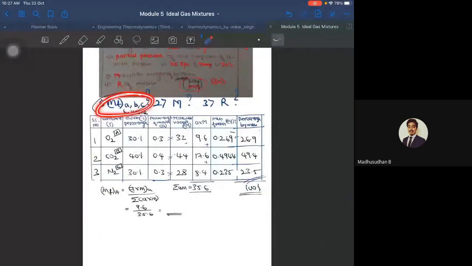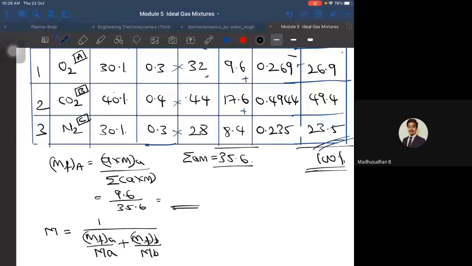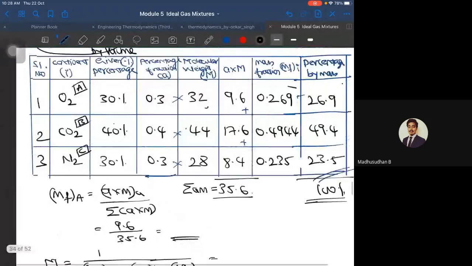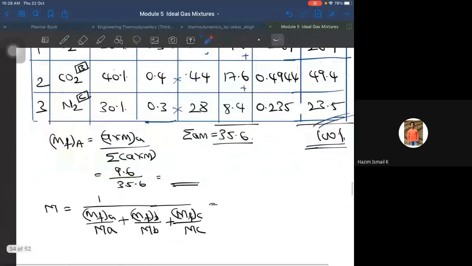Next, I have to calculate the molecular weight of the mixture. So how will I do it? The molecular weight of the mixture is given by 1 divided by MF of A divided by capital MA plus MF of B divided by capital MB plus MF of C divided by capital MC. You have MF values here, capital M values here. Just substitute all the values and give me the value. 35.60.